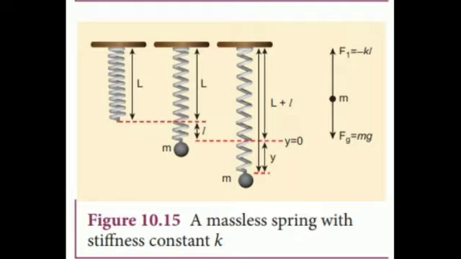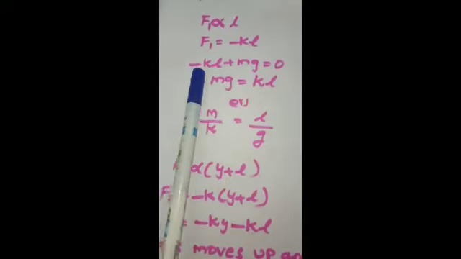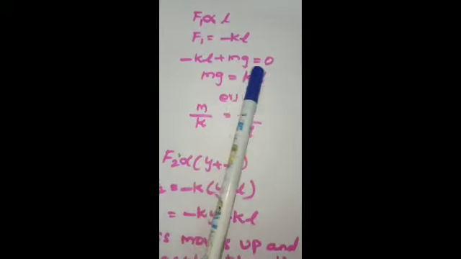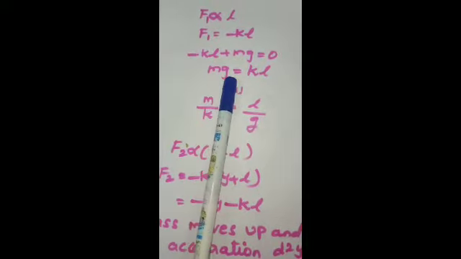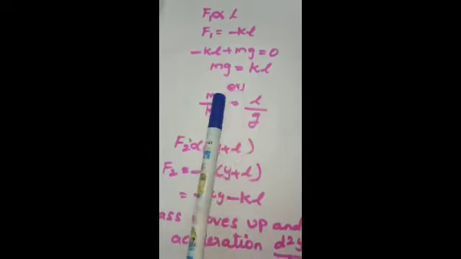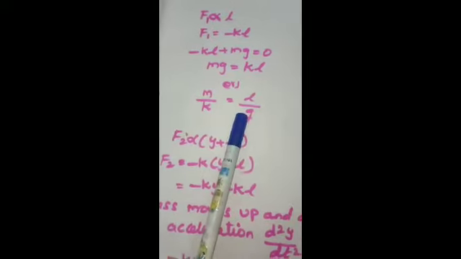Here the small displacement l is proportional to F1. F1 is equal to minus kl. Here k is constant. So, minus kl plus mg is equal to 0. So, mg is equal to kl, or m by k in cross multiplication, m by k is equal to l by g.